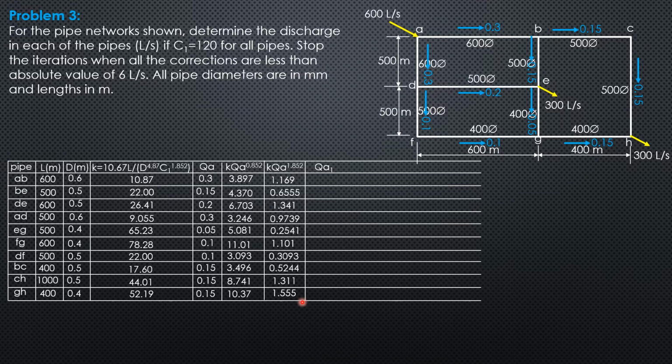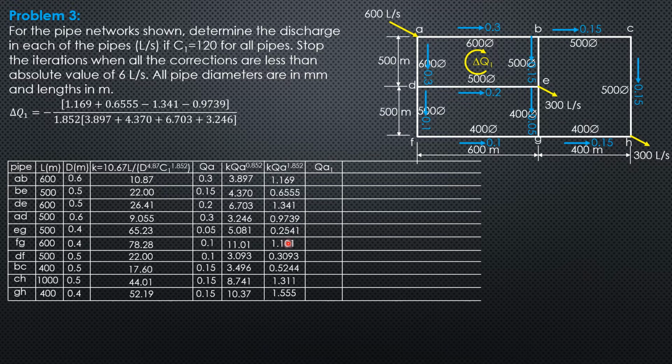Then, let's compute the corrections before the corrected discharge. So delta Q1 is negative of the quantity 1.169 plus 0.6555 minus, for DE, 1.341, then minus, for AD, 0.9739, divided by 1.852. It's no longer 2 but 1.852. Quantity 3.897 plus 4.37 plus 6.703 plus 3.246. These are the pipes involved in loop 1. So the value of delta Q1 is 0.01454 or 14.54 liters per second.